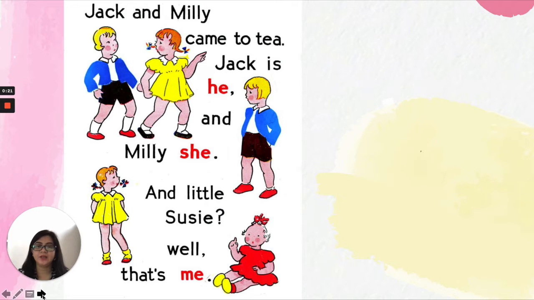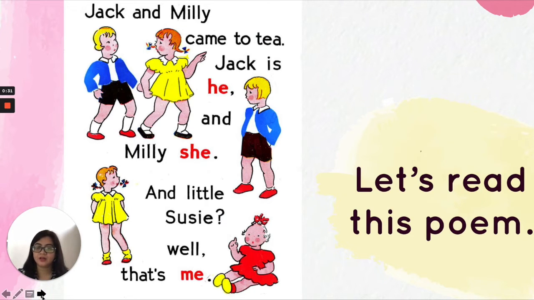Jack and Millie came to tea. Jack is he and Millie she. And little Susie, well, that's me. So can you look at the letters or the words that are in color red? So we have the words he, she, and me.